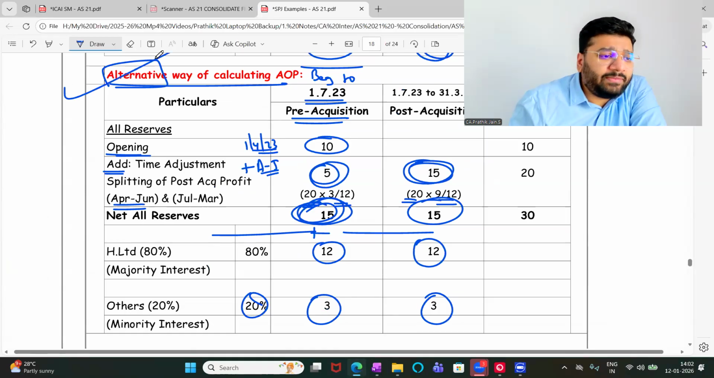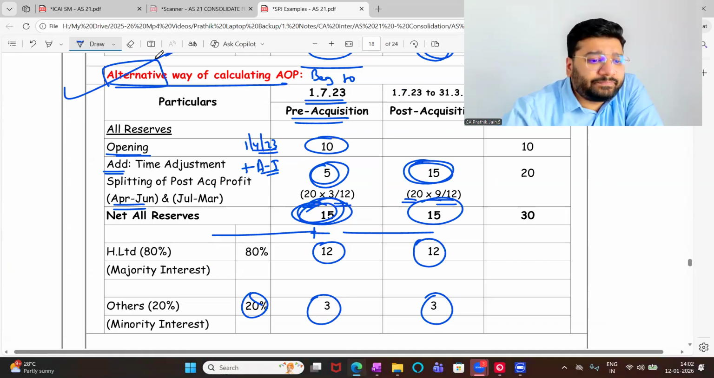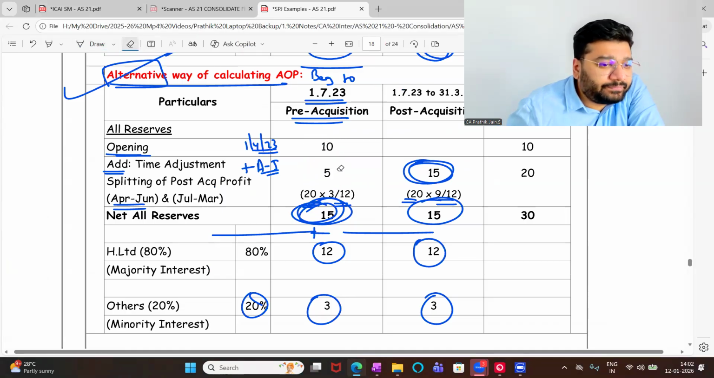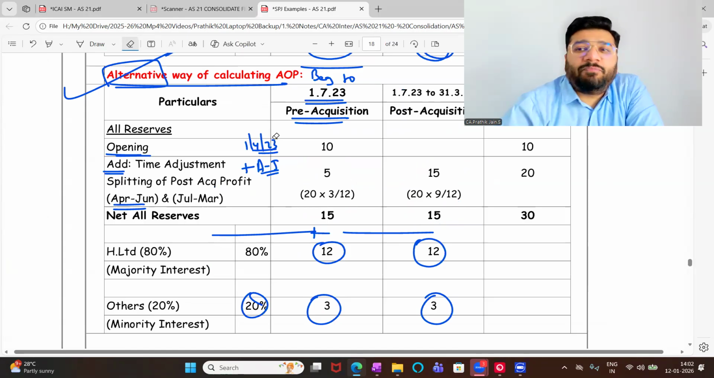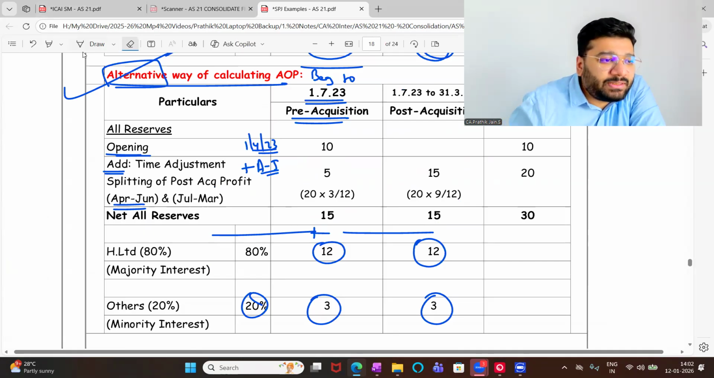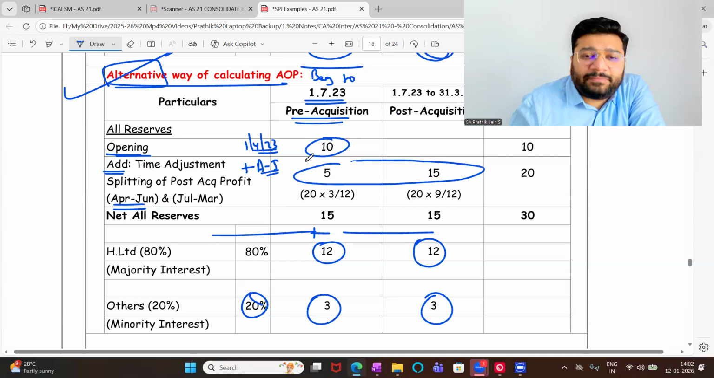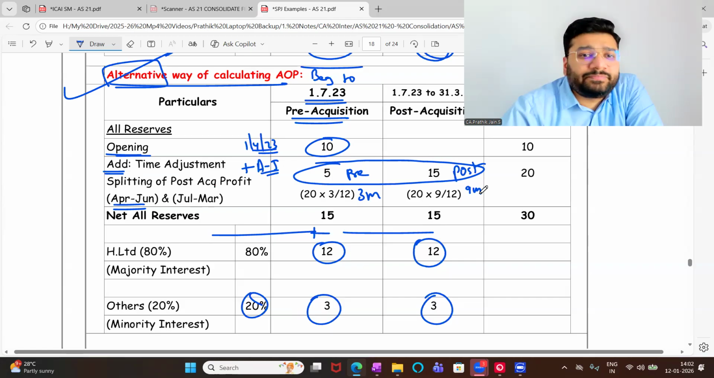My suggestion is do this alternative. This is better, is what I feel. There's no confusion of plus and minus, extra drama. Very simple it is. This is the opening profit, 10. This is the during the year profit, 20, which I split in pre-part. Pre is 3 months. Post is 9 months. Keep it very simple. 10, 20, 50 extra.